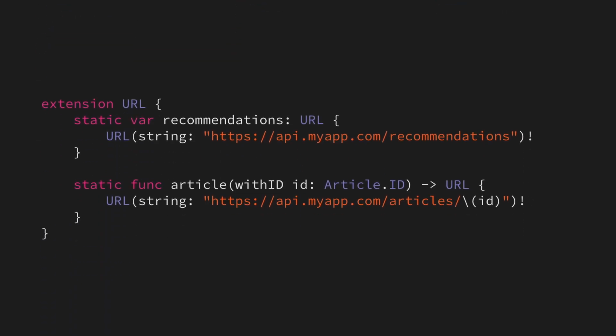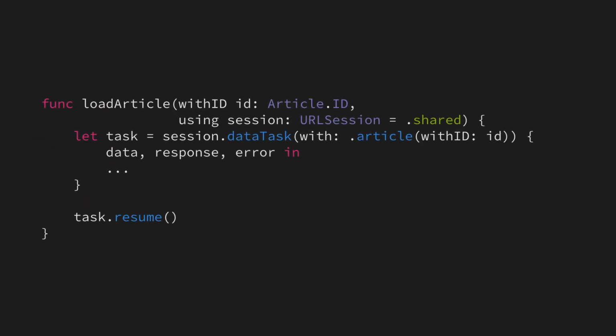One quite simple way would be to extend the URL type with static computed properties and factory methods for each of our endpoints. That way, we could gather all of our URLs within either a single file or group them together based on what part of the app that they're for. And the cool thing is that even though this is quite a simple approach, it'll still give us much nicer call sites.